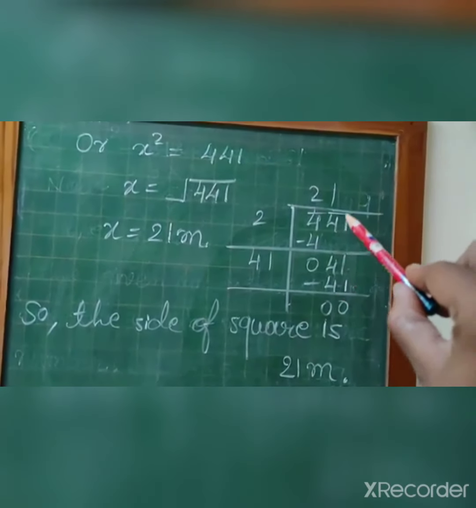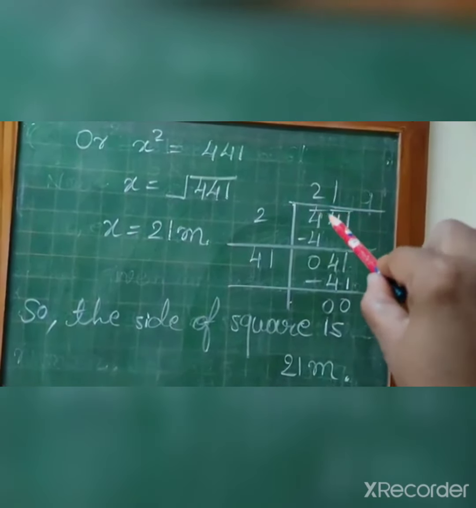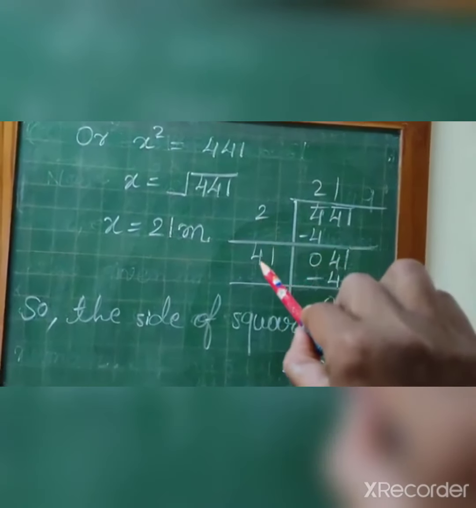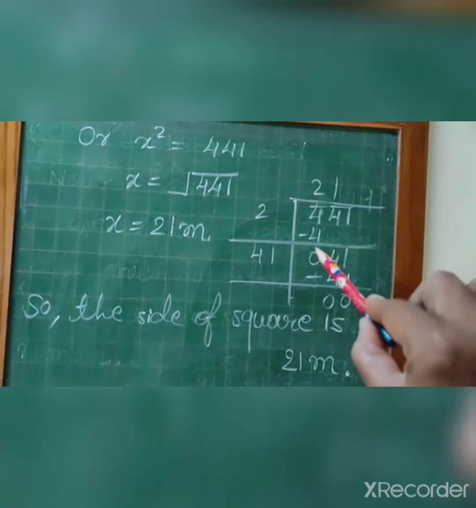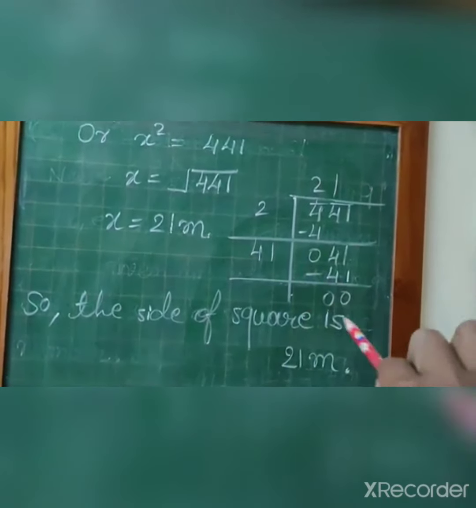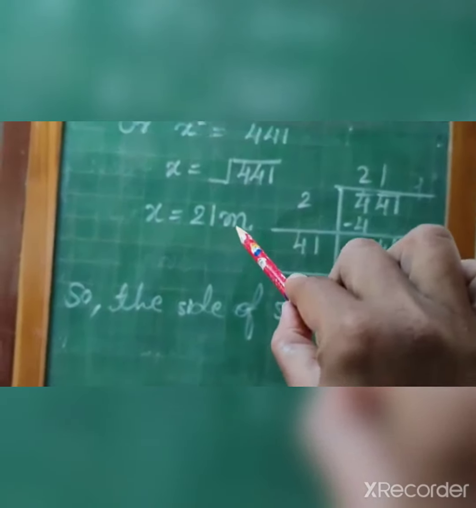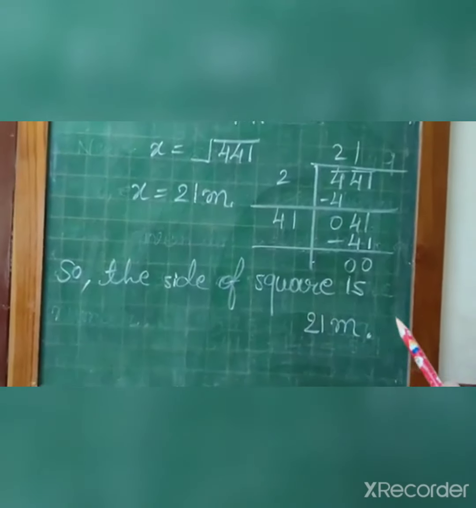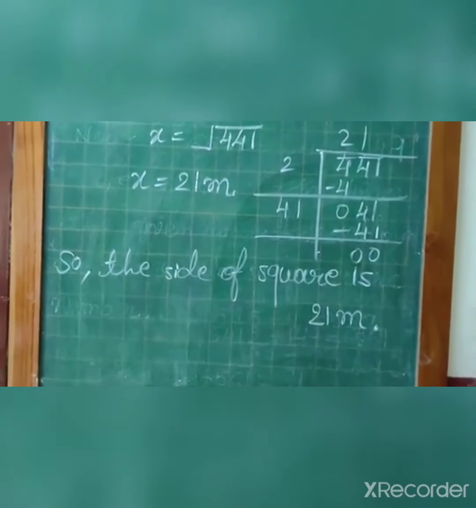Long division method. Pair. 2 2s are 4. 1 2 you will keep here in your mind. 2 plus 2, 4. Bring down 41. When you keep 1 here and 1, so 41 ones are 41. So x equals 21 meters. So the side of the square is 21 meters.